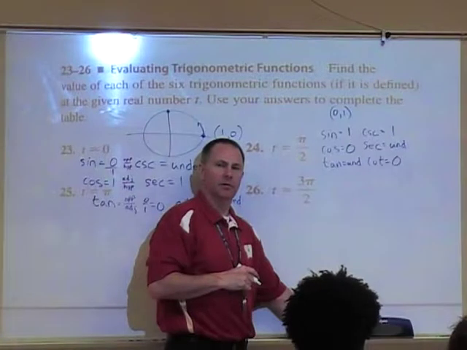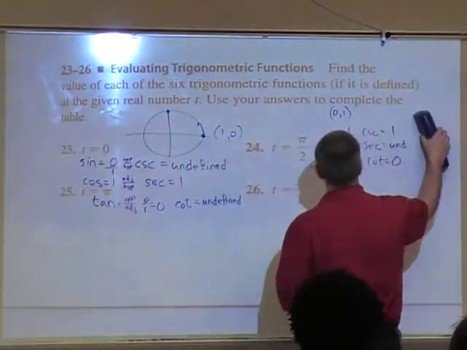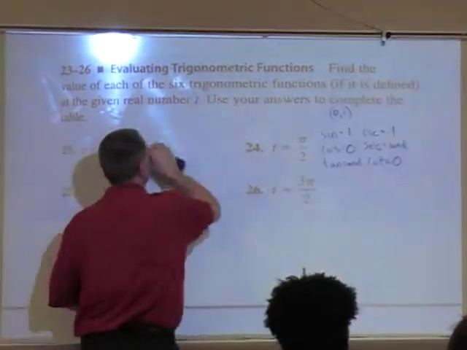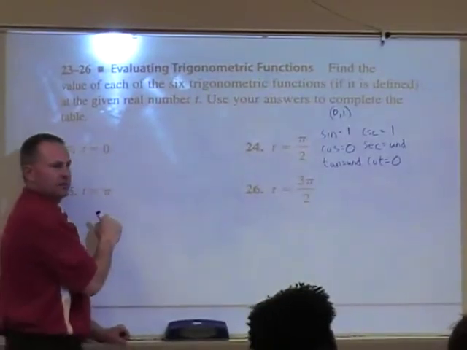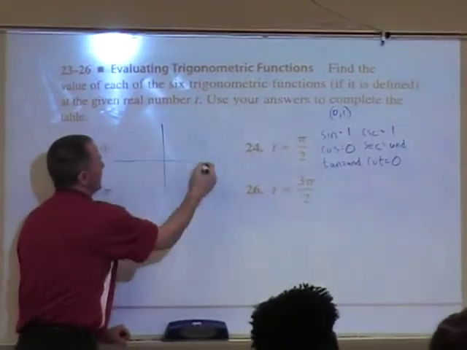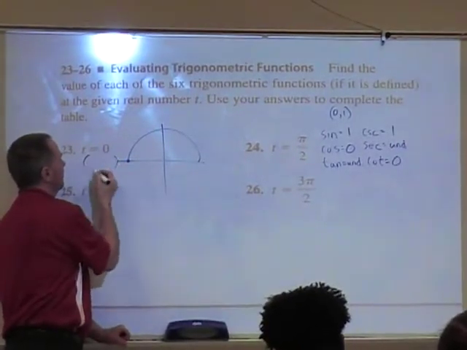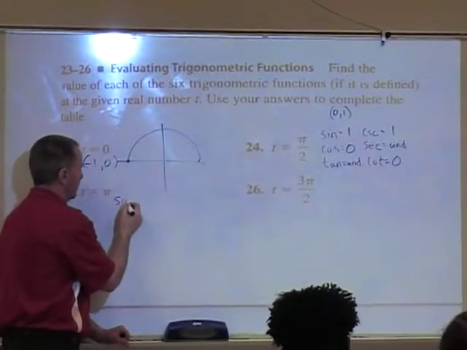I now remember this. Okay, let's do one more. I'm not going to do all 4. I'll do another one of your homework assignments, okay? Let's do number 25. Where are we when t is pi? 180. Okay, so we are right here at pi. What's that coordinate? -1, 0.